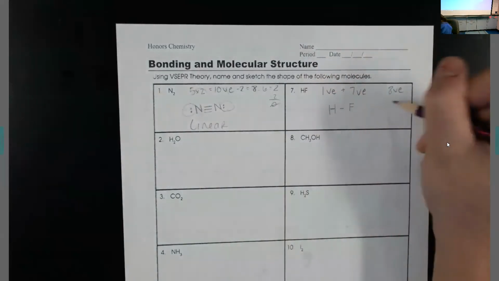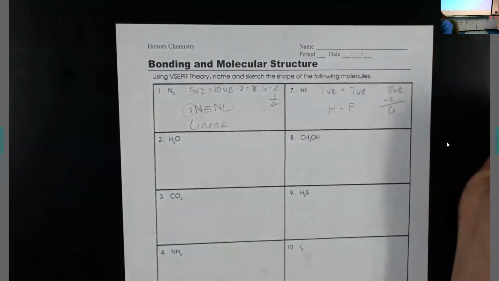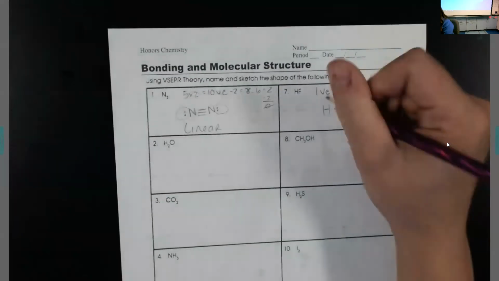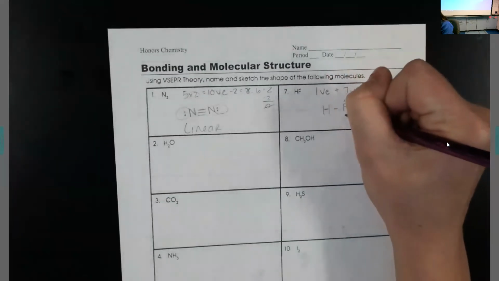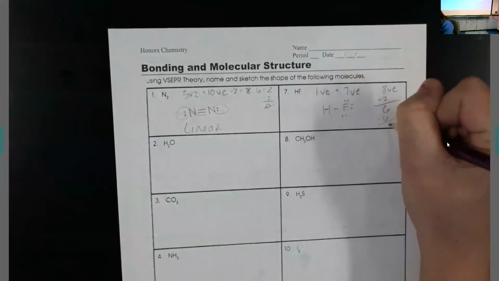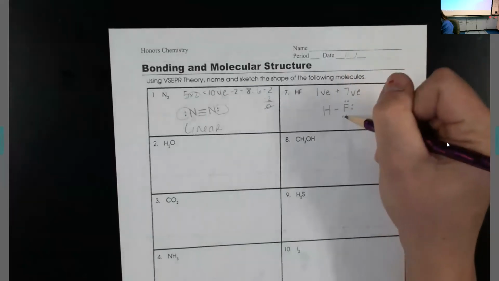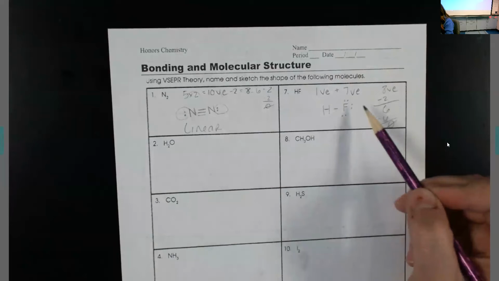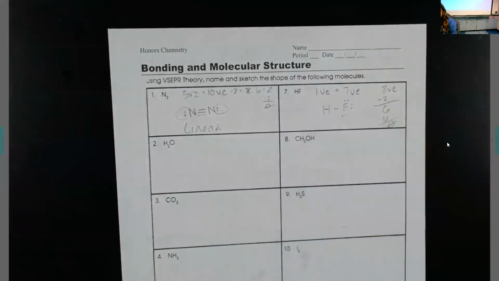Okay, so I've used 2. I have 6 left. Hydrogen is satisfied with 2. Fluorine needs 6 more in order to have its 8. And now, boom, 2, 4, 6, 8. I have an octet on fluorine and hydrogen is here.